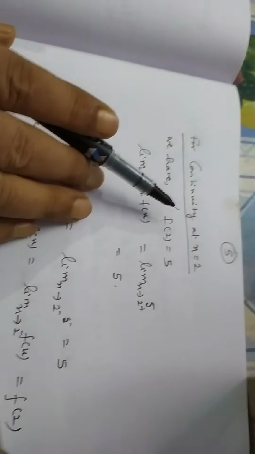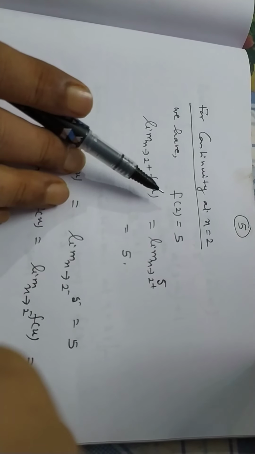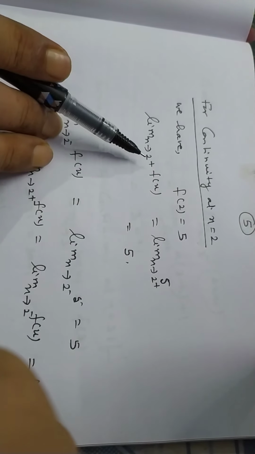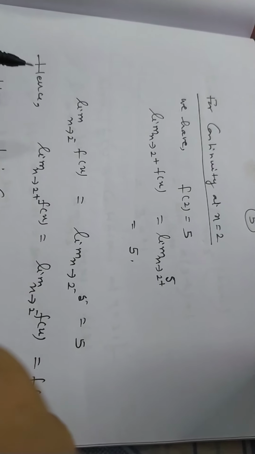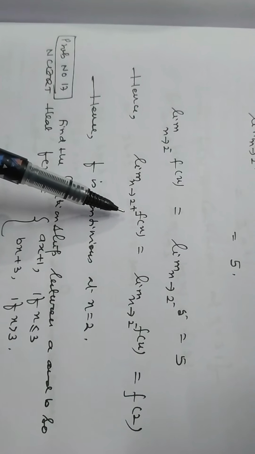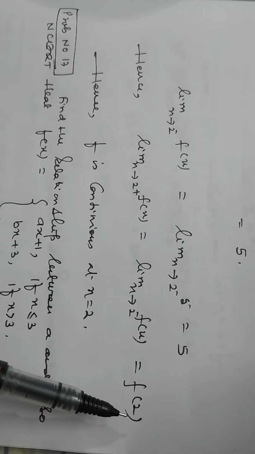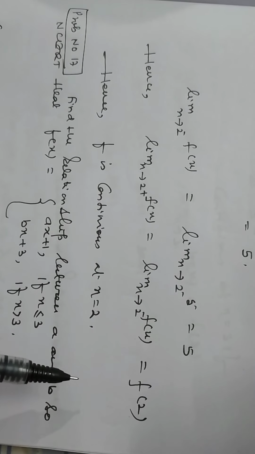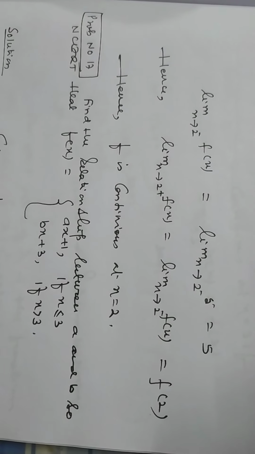Now, for continuity at x = 2, the value of the function for x greater than 1, that is at 2, is 5. The right hand side limit at 2 is also 5, and the left hand side limit at 2 is also 5. So what do you observe? The right hand side limit, the left hand side limit, and the value of the function are all 5. So f is continuous at x = 2. In this way we will solve the problem. Thank you very much.